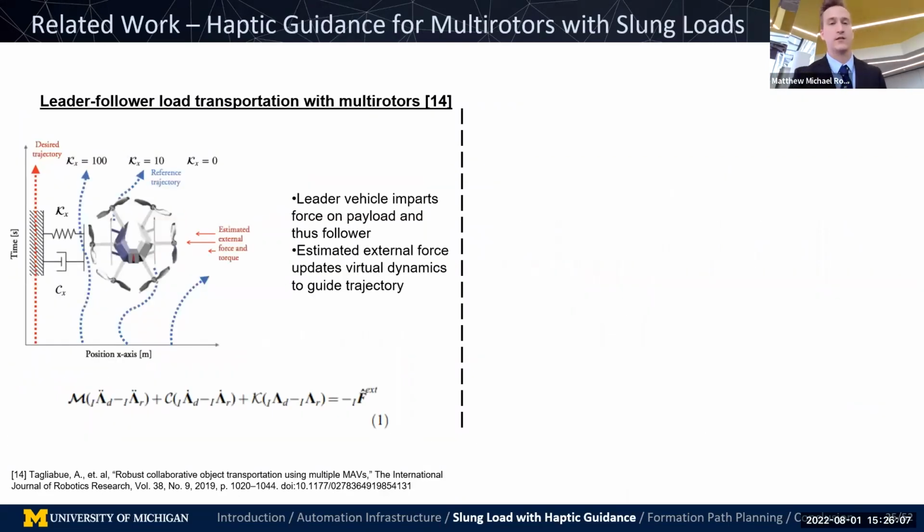In terms of haptic guidance, specifically for multirotors with slung loads, there are two examples besides mine because it's a very niche topic. So 14 again, they're using an admittance controller. They have a leader vehicle that's pulling on a payload. The payload then pulls on the follower vehicle, which estimates that force and has that force update these virtual dynamics. So there's a virtual mass, damping coefficient, and spring constant. For their actual work, they did not have that spring constant, so just a mass damper. So basically, you can pull on the vehicle and it will move along.